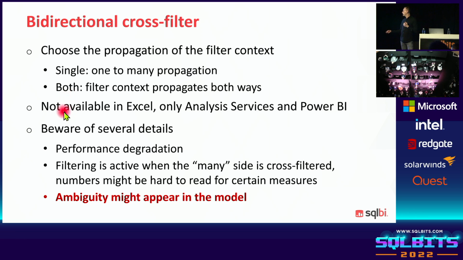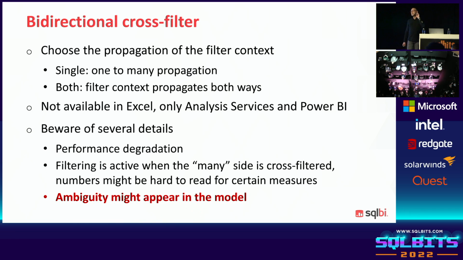First of all, performance-wise, keep in mind that moving the filter from the one side to the many side is a quick operation, and the engine is designed to do that. Whereas moving the filter from the many side to the one side is a much more expensive operation. Therefore, you will have a performance degradation whenever the filter goes from the many side to the one side. The filter is always active, and this might create some issues, but that is not the topic that I want to talk about today. What I want to talk about is ambiguity.